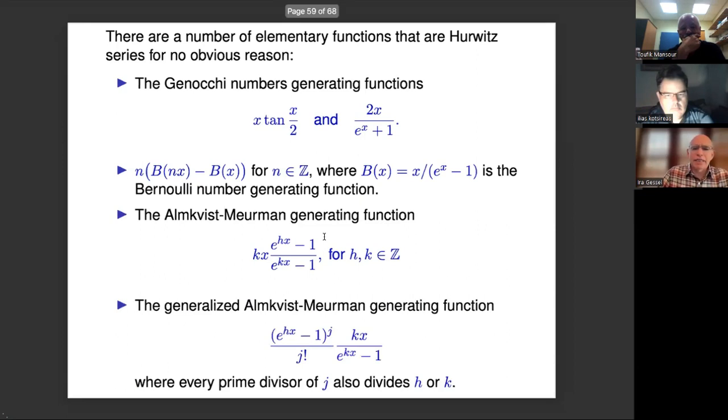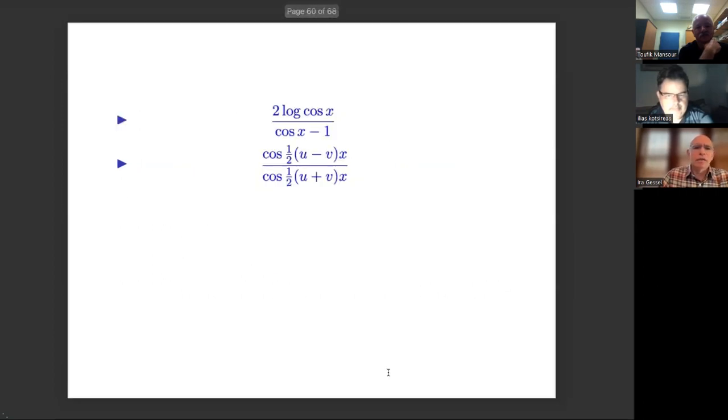And there's a generalization of this that I found. It requires a kind of curious condition. Every prime divisor of j has to divide h or k. If that is true, then this has integer coefficients. So this is a Hurwitz series. And a couple more.